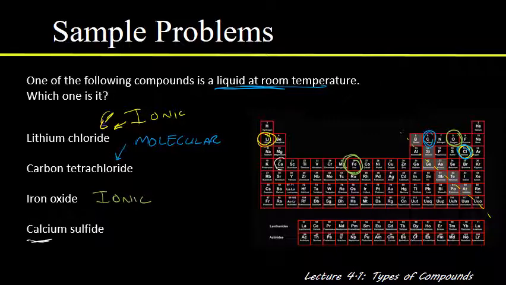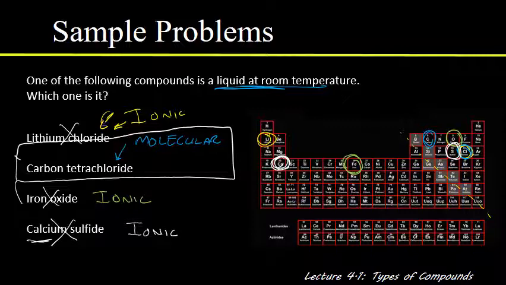Right? Calcium is over here. That is an alkaline earth metal. And sulfur is over here. That's a nonmetal. So we've got a metal and a nonmetal. So calcium sulfide is going to be an ionic compound, right? So if we're looking for something that's a liquid at room temperature, we know it can't be calcium sulfide, can't be iron oxide, can't be lithium chloride. The only one that could possibly be a liquid at room temperature is carbon tetrachloride, because that's the only one that is a molecular compound.